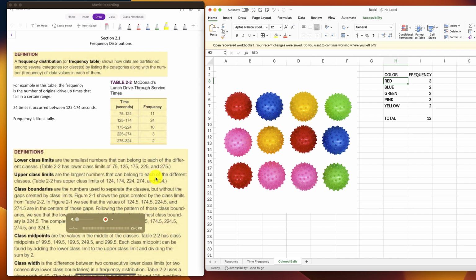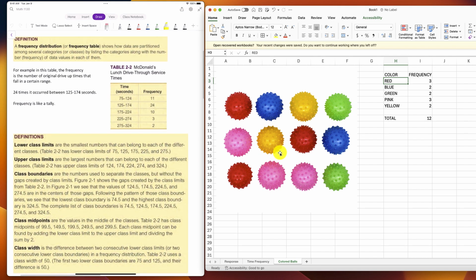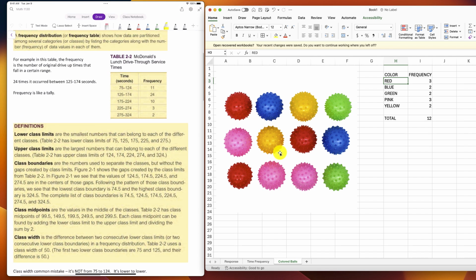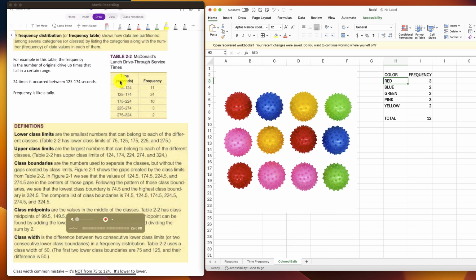Now let's look at some definitions. We have a lower class limit, an upper class limit, the class boundaries, midpoints, and width. So these are lower class limits: 75, 125, 175, 225, and 275. They're the lower values of your width here of time. The upper class limits are obviously the 124, 174, etc. The class boundaries are something a little different. It's what's between 124 and 125. It's halfway between that, and you put it on the left side and right side.